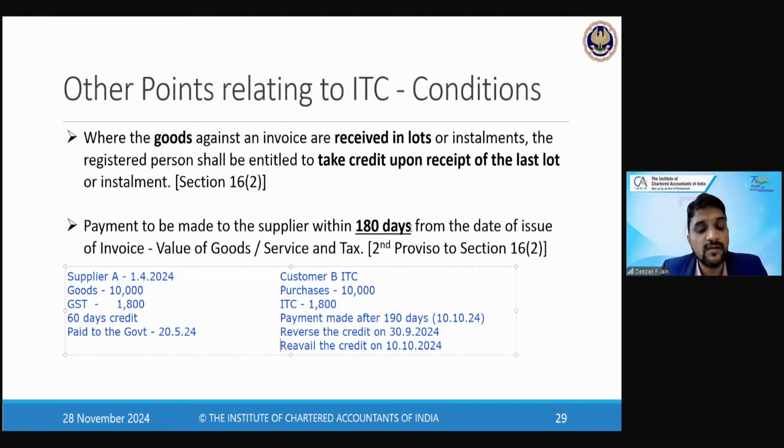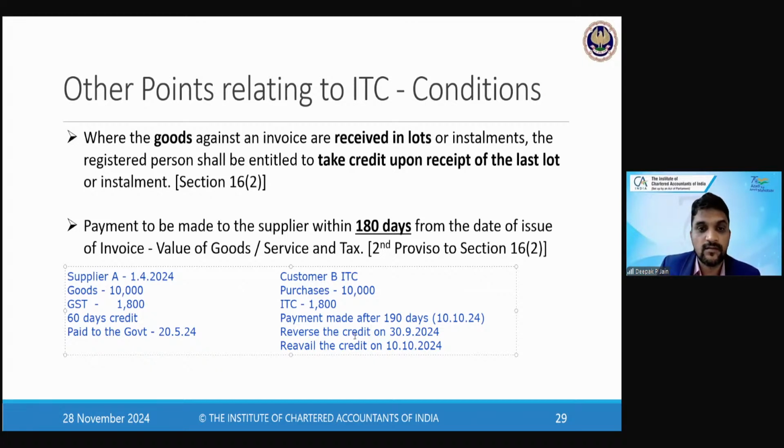How will it be confirmed whether the customer paid or not? From his payments, from his accounts, he has to check whether he's made the payment or not. The government will not interfere at every instance. You have to do a self-assessment. When you are claiming the credit, it is your responsibility to reverse the credit also.